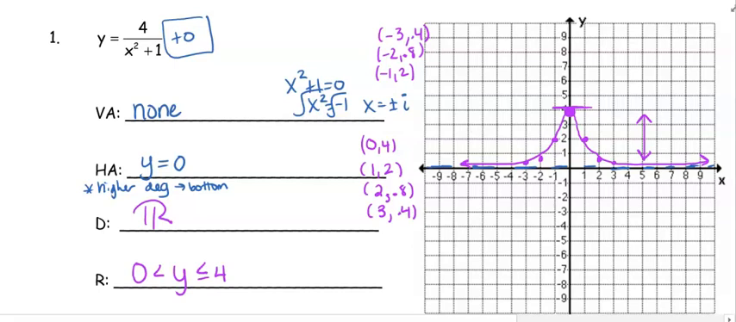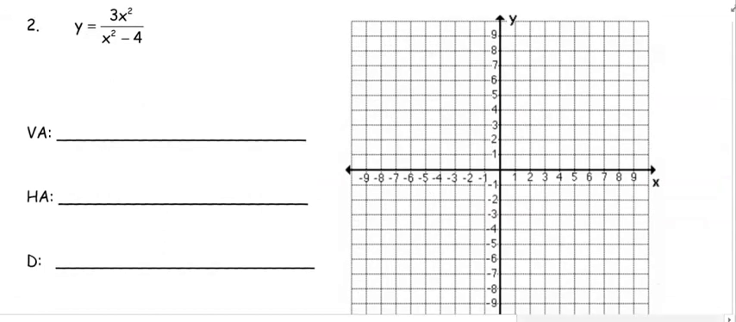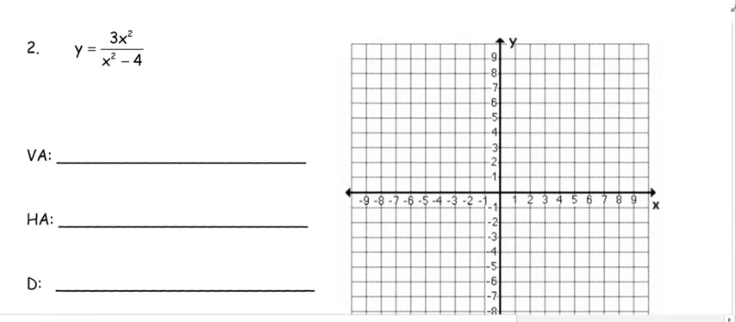All right, let's turn over to the next page for our next graph. Number 2, our vertical asymptote. Remember, we set the denominator equal to 0, x squared minus 4 equals 0, and we solve. We have plus or minus 2. Oh, that means I am going to have two asymptotes. One at 2 and one at a negative 2.